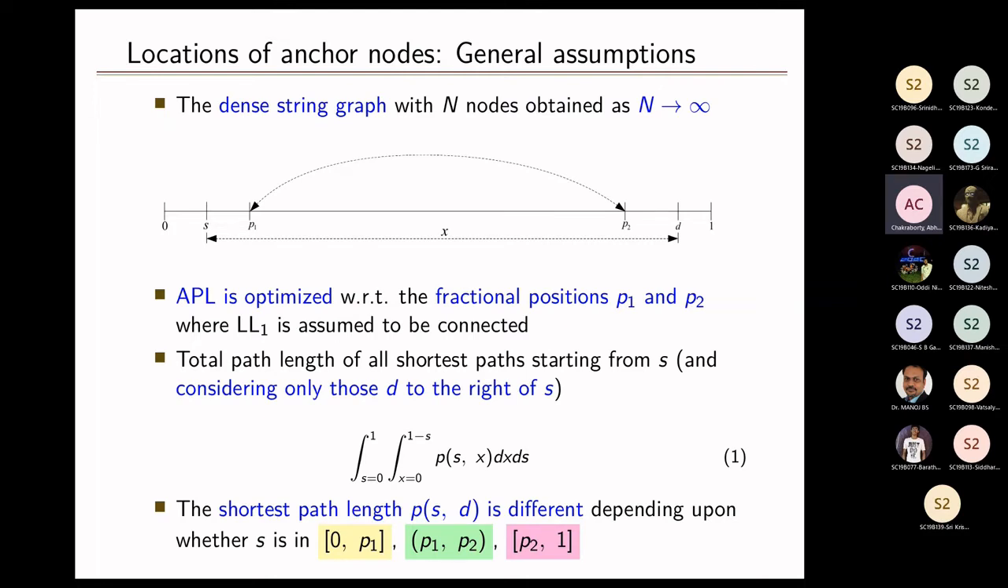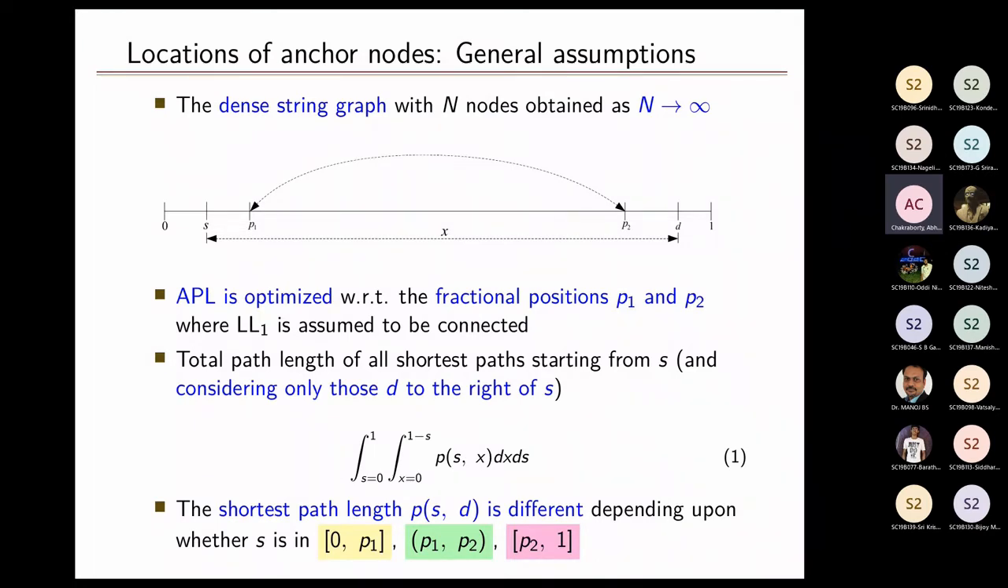So if we can minimize the end-to-end path distance, the average path length also will be minimized, because at the end, after adding all such possibilities, we are simply dividing by a constant to get APL.